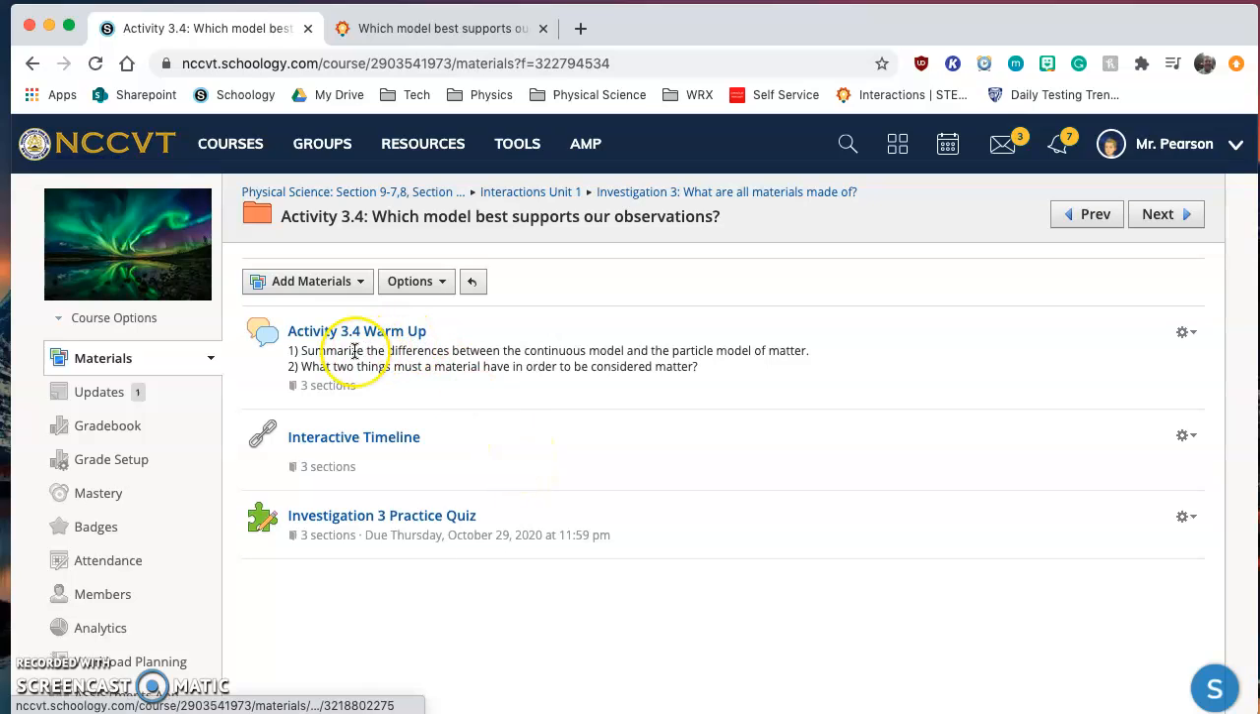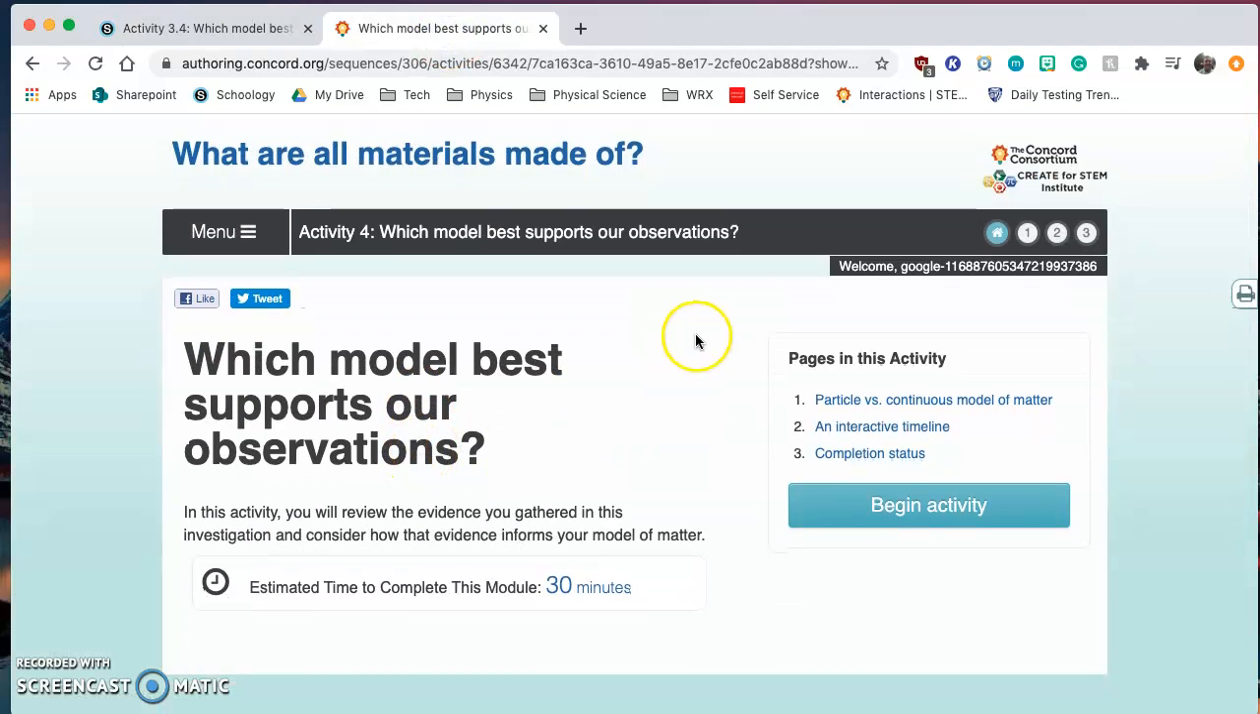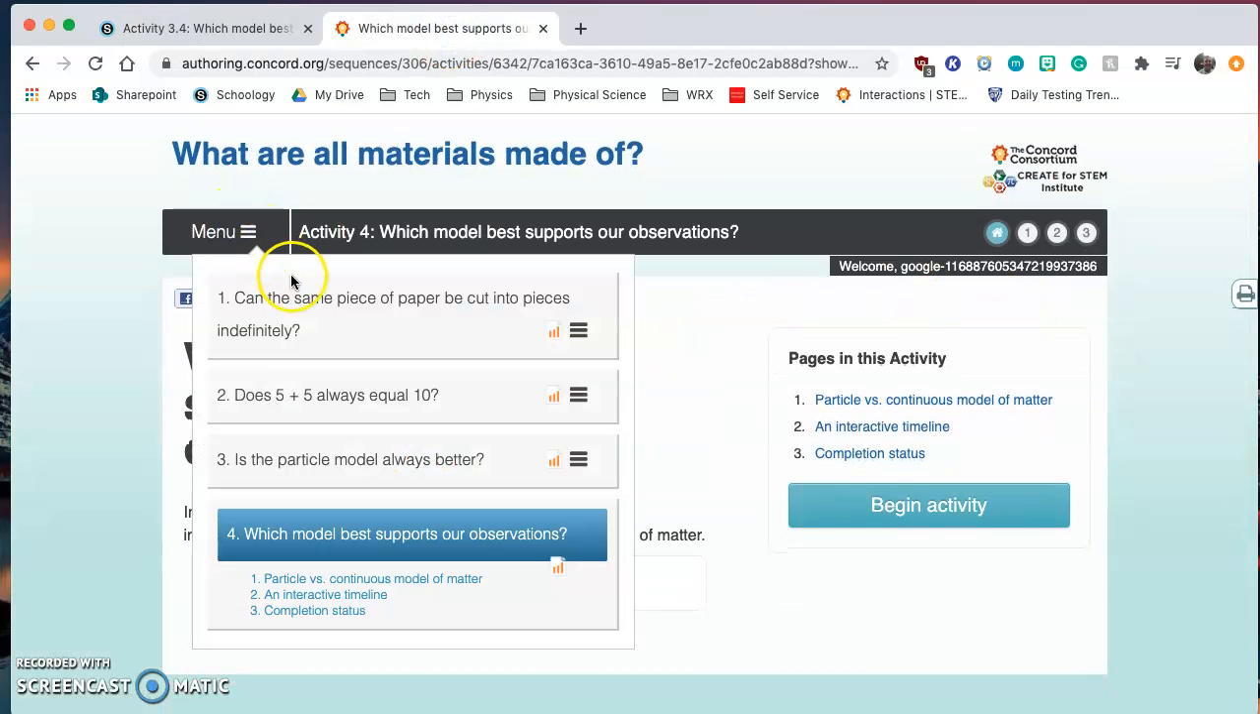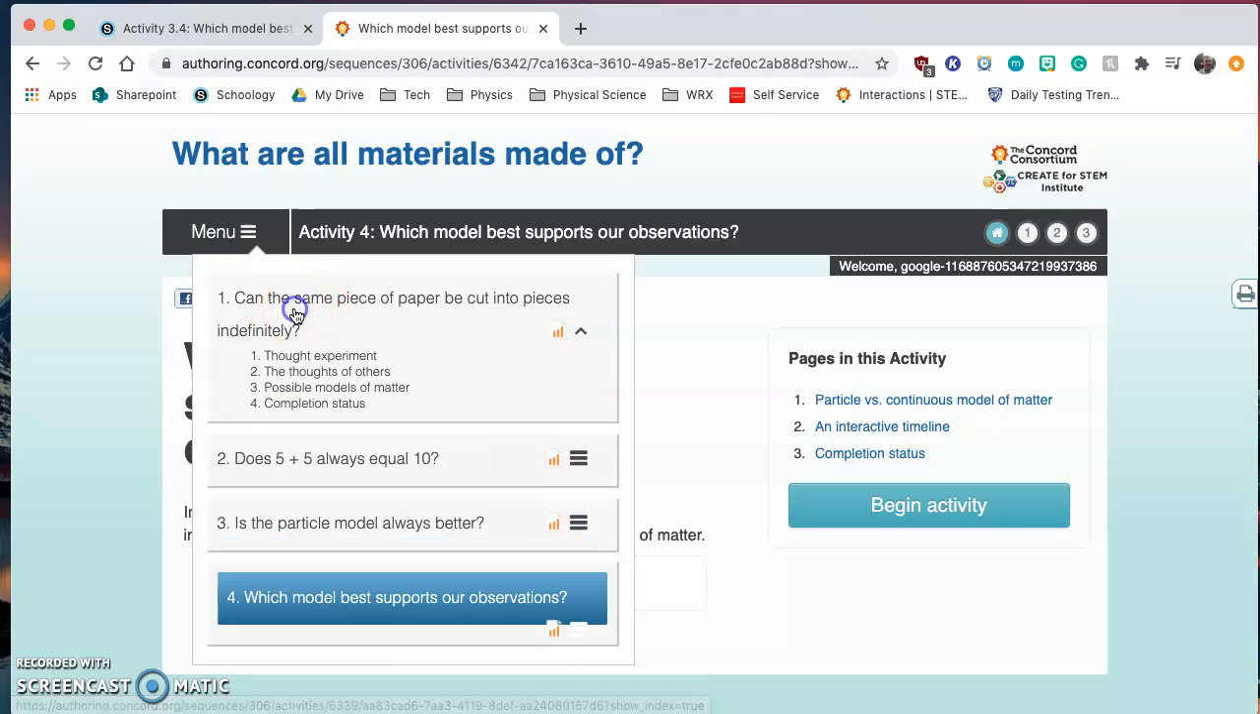So warm up, just asking the differences between continuous model, particle model. Again, one thing, remember that throughout this investigation, there was a ton of resources and different readings and videos in the different activities. So like that question, I would take a look at activity 1 if I can't necessarily remember. Okay, or activity 2 got into that as well.